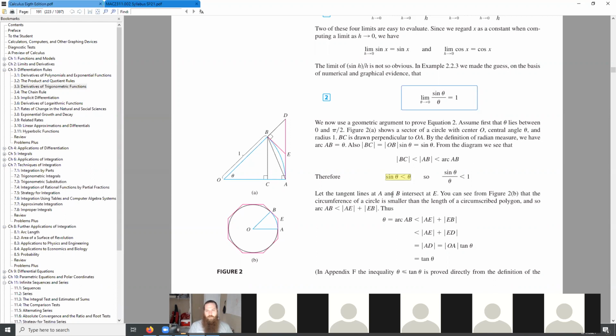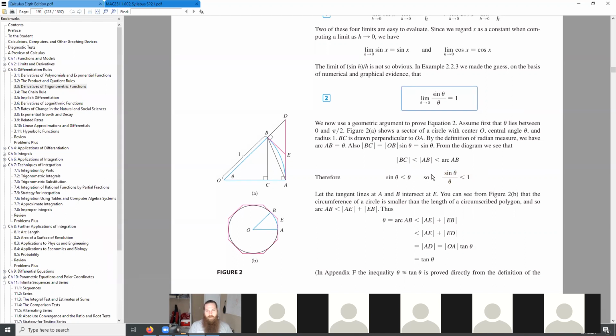If you divide through this expression by theta, you get sine theta over theta is smaller than 1. This is one of the inequalities we're going to need to make this go. But here you can see, if sine theta over theta is always smaller than 1, then the limit as theta goes to 0 of sine theta over theta would always be smaller than 1.